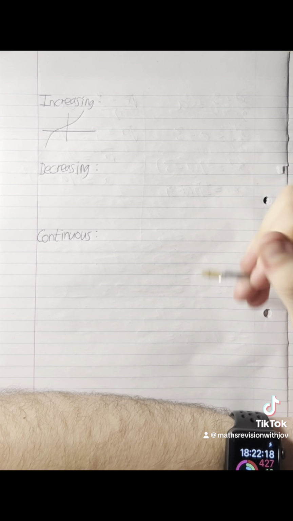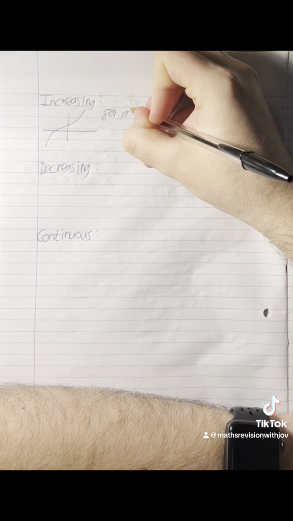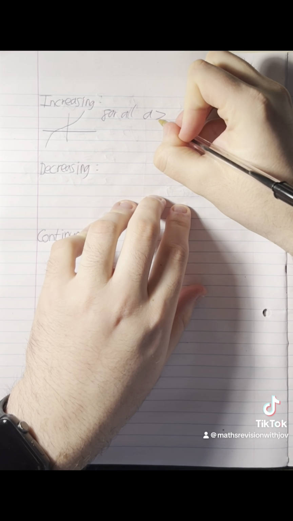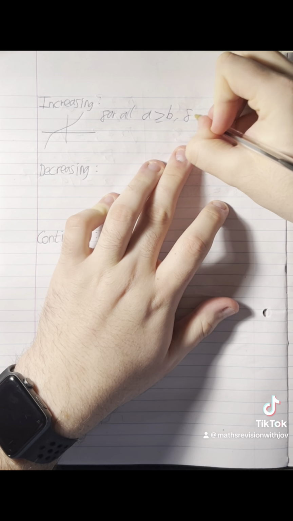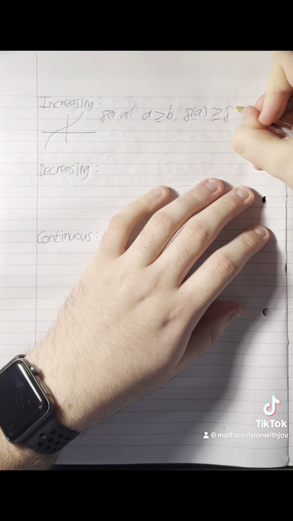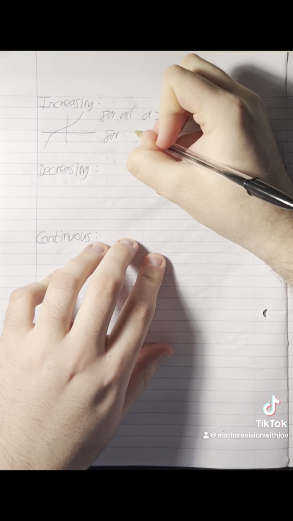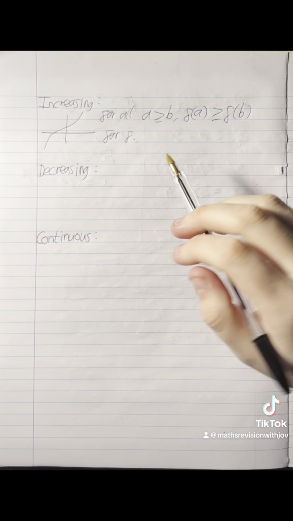And formally, we say that for all a greater than or equal to b, we have that f of a is greater than or equal to f of b, and then f is increasing.